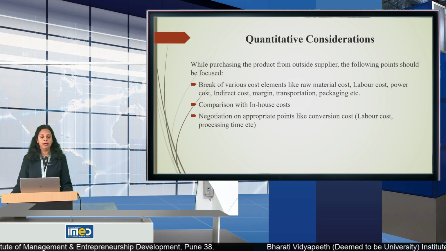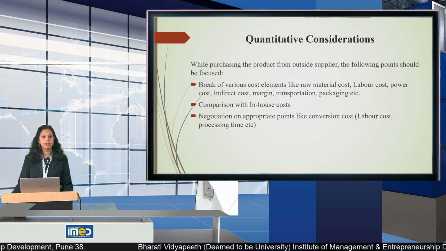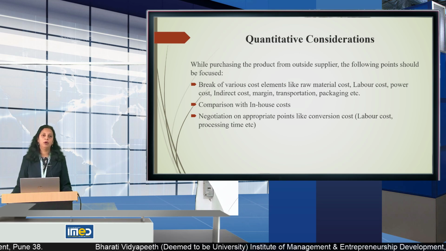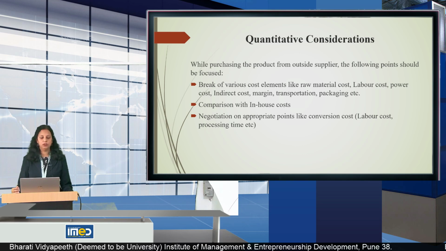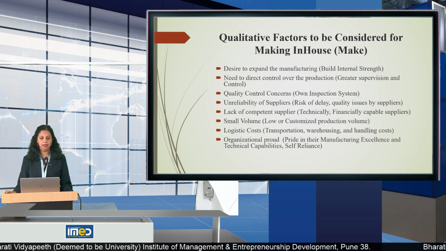Then they compare this with the in-house cost, and negotiation happens between the company and the supplier at appropriate points like conversion cost, labor cost, processing time, etc. It depends upon the company's reputation, market share and size. The negotiation happens on these particular points.